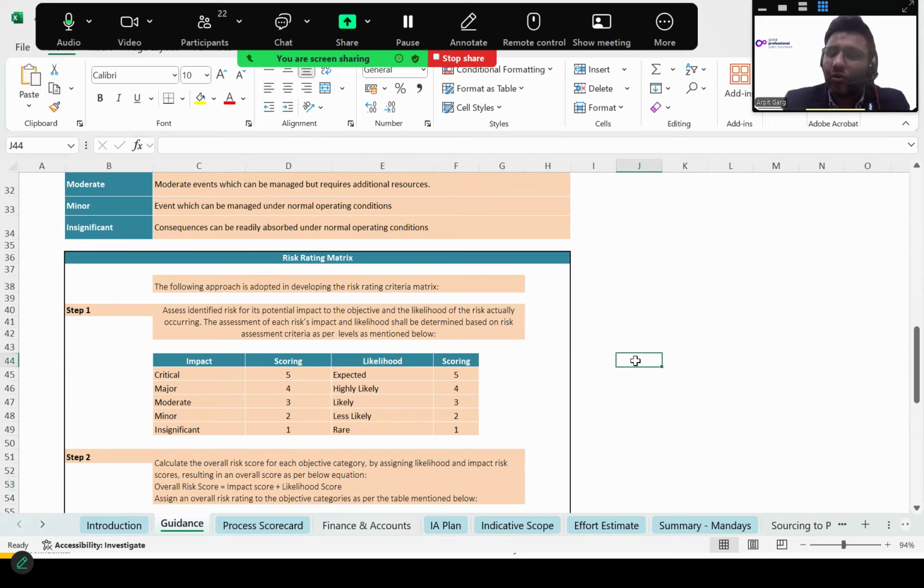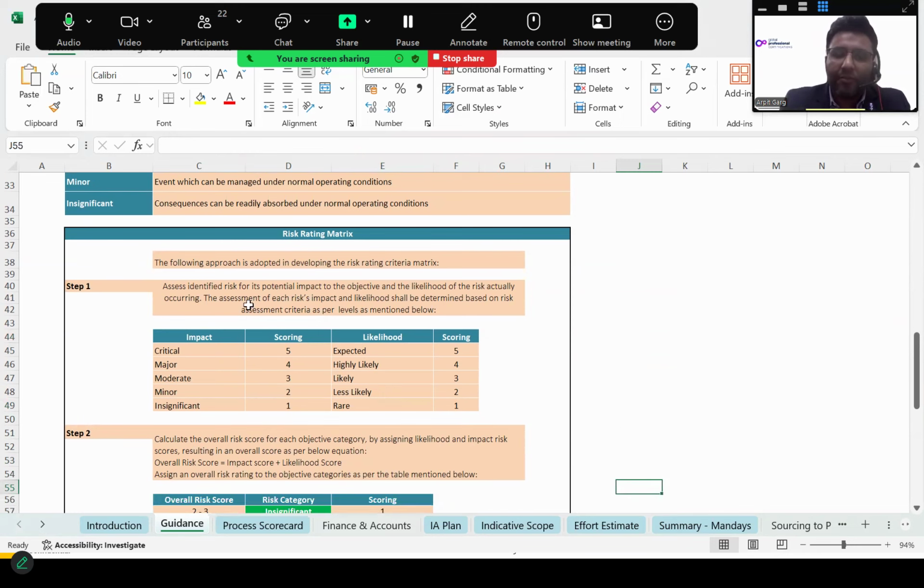So we are trying to do risk scoring, and how does it happen? A risk score is generally created as the impact score plus the likelihood score. Let's take an example. If a risk line item has a critical impact, but it is very rare to happen, the risk score is just six, because it has a critical impact of five and a very low likelihood, which is rare, equal to one. So five plus one is six.